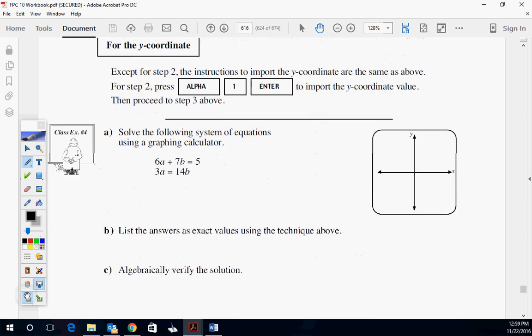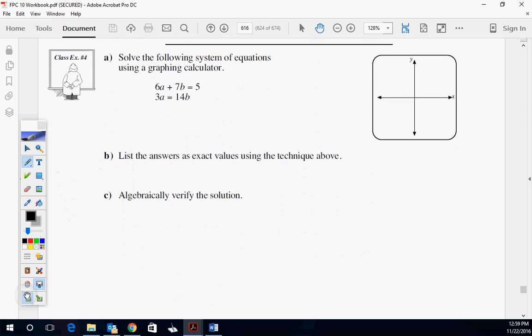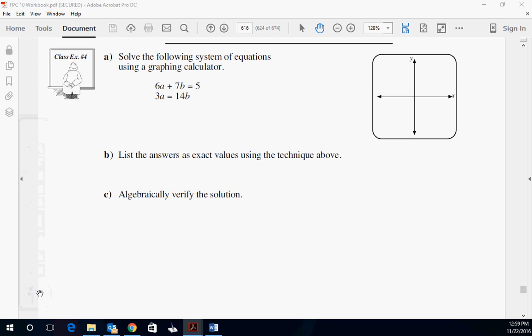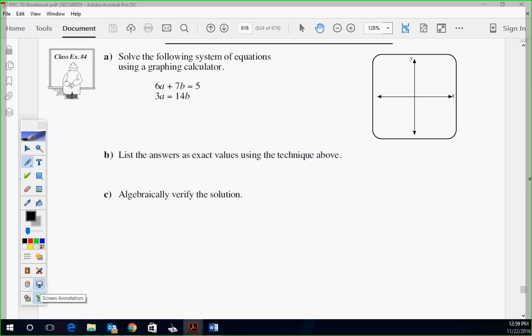Okay, let's try this one here. This is going to be a decimal, so this is where we're going to be able to fix it. Solving a system of equations using the graphing calculator. I'm going to pause the video to check. I'm assuming B is Y, but I'll double check. Okay, B is Y. So all we're going to do here is get Y by itself again. I'm going to get 7B equals negative 6A plus 5. Divide by 7, divide by 7. B equals negative 6/7 A plus 5/7.